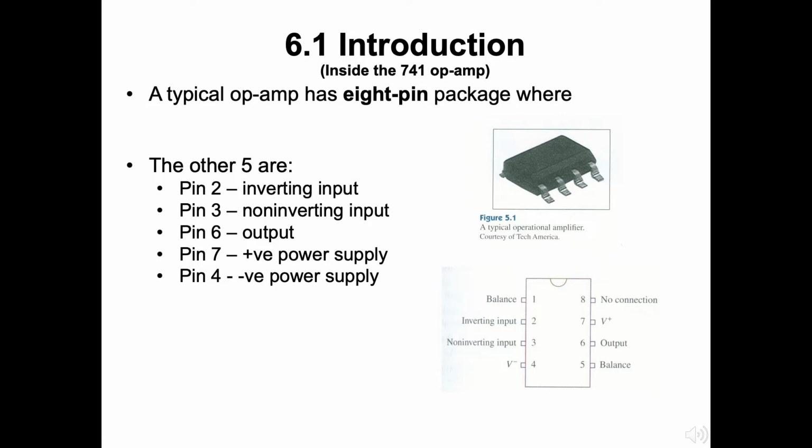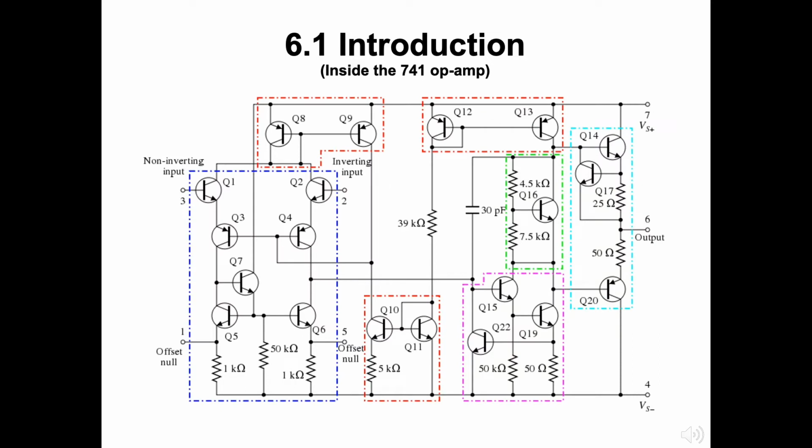We can have an idea of this 741 in an illustration image, as in the figure on the right-hand side of this slide. This is what we have internally inside the 741 op-amp. Each of the pins that we discussed in the previous slide consists of a combination of several transistors to allow a dedicated function such as amplification.